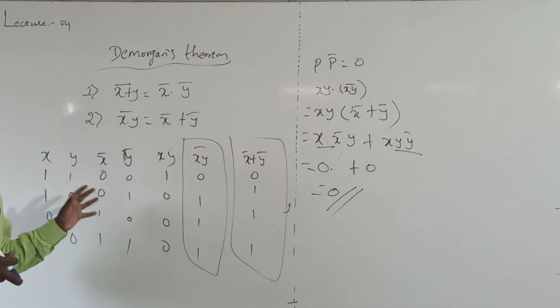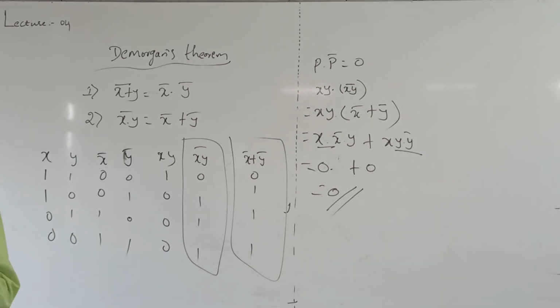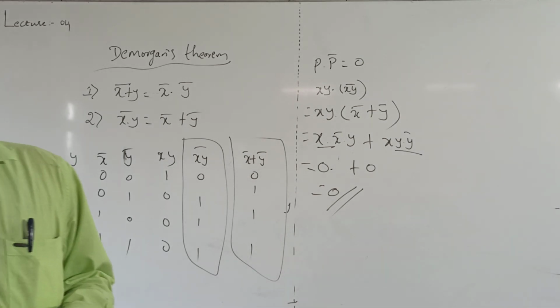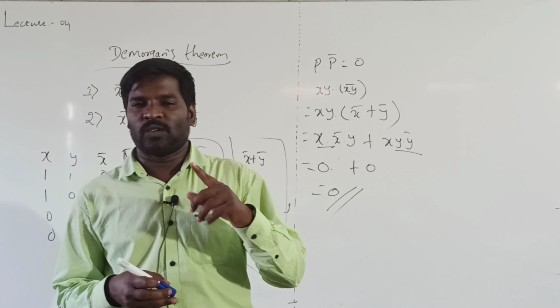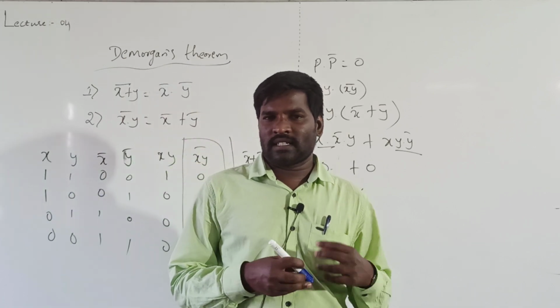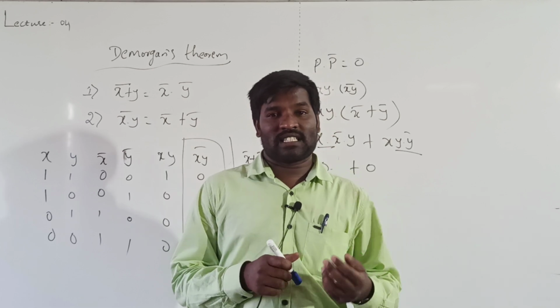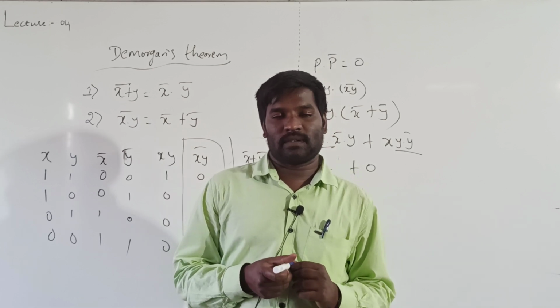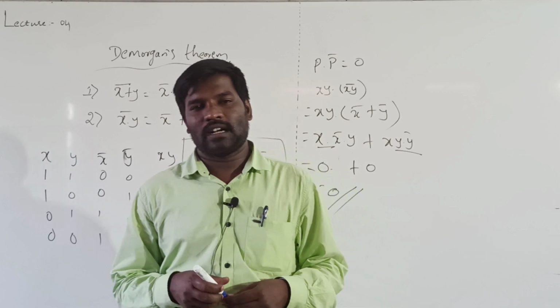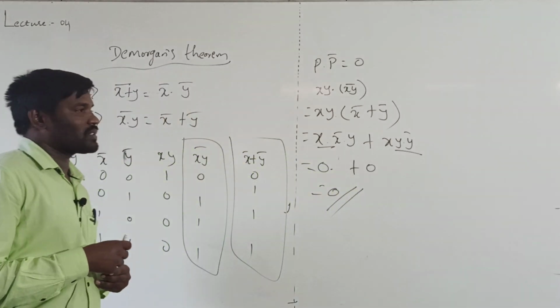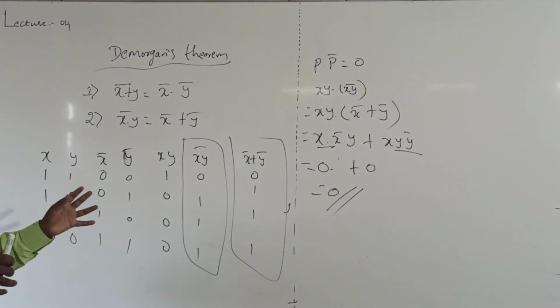So it is very, very important for the examination. In Boolean algebra, they will ask one 5 marks question. Either it may be De Morgan's theorem, or the other one is the K-map, which will come in the next classes. These two theorems are very, very important.